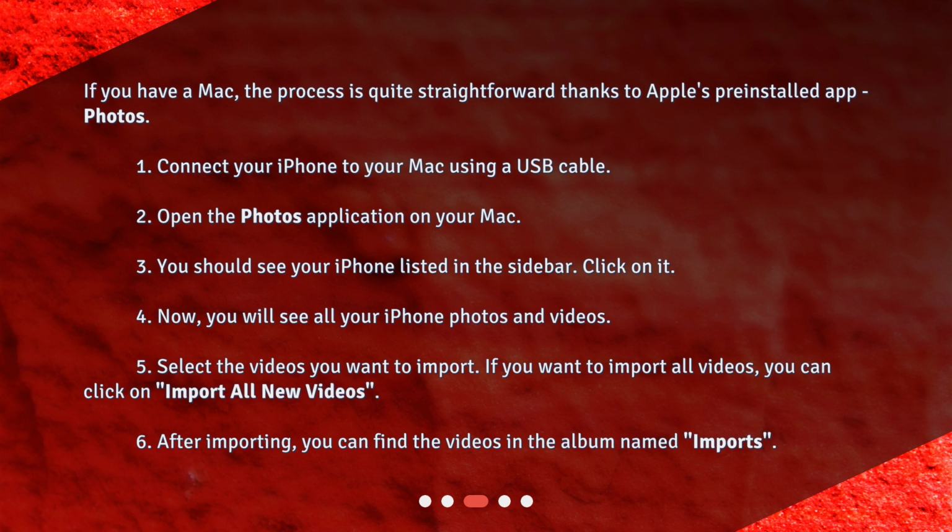Click on it. 4. Now, you will see all your iPhone photos and videos. 5. Select the videos you want to import. If you want to import all videos, you can click on Import All New Videos. 6. After importing, you can find the videos in the album named Imports.